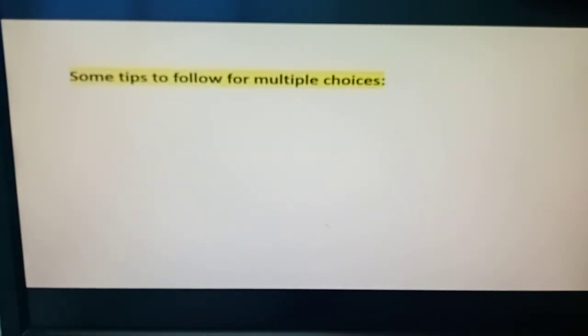Some tips to follow for multiple choice. As we mentioned, one of the task types, or types of questions, in the reading test is multiple choice. So multiple choice has many steps to follow, so as to know how to answer this type.